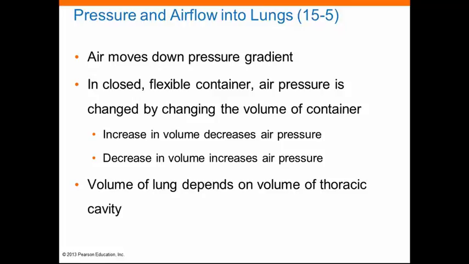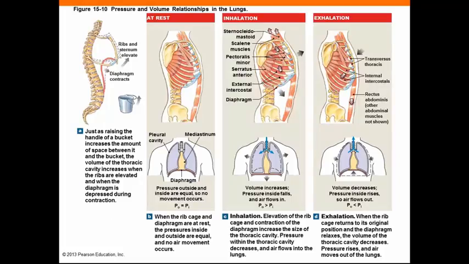So changes in the volumes of the thoracic cavity result from movements of the diaphragm and the rib cage. The diaphragm forms the floor of the thoracic cavity. A relaxed diaphragm is dome-shaped, pushing up into the thorax, compressing the lungs. Contraction of the diaphragm flattens and pulls it down, expanding the lungs. The rib cage, you can see, elevation expands the thorax and relaxation depresses it.